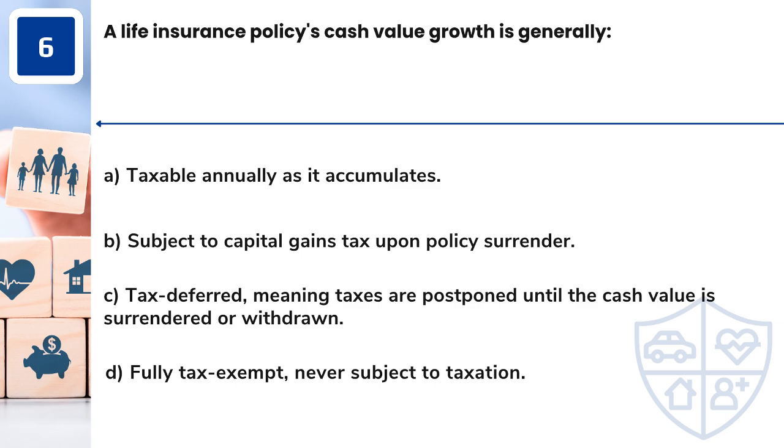Question 6. A life insurance policy's cash value growth is generally A. Taxable annually as it accumulates. B. Subject to capital gains tax upon policy surrender. C. Tax deferred, meaning taxes are postponed until the cash value is surrendered or withdrawn. D. Fully tax exempt, never subject to taxation.